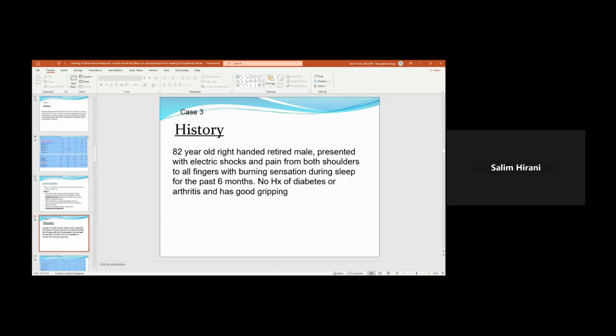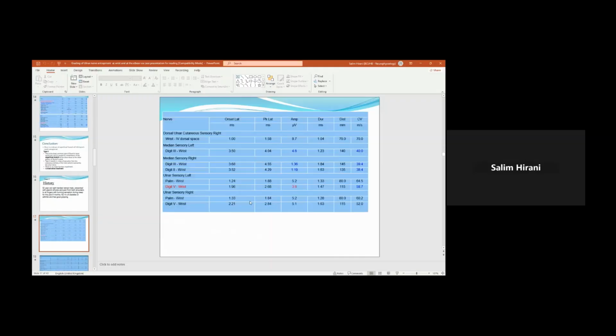So now the third case. This is an 82-year-old right-handed retired male who presented with electric shock and pain from both shoulders to all fingers, with a burning sensation during sleep for the past 6 months. No history of diabetes or arthritis, and he has good hand grip.